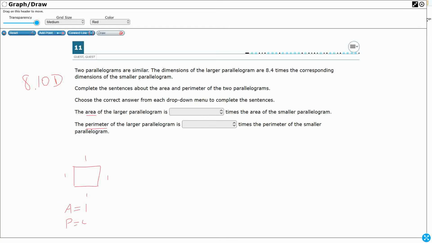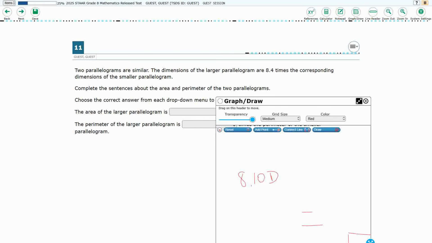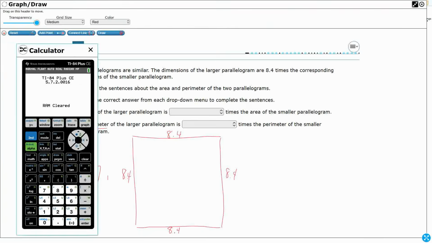Now, I'm not going to necessarily draw it to scale, but let's pretend this is 8.4 times bigger. I chose 1 because now these dimensions are simply going to be 8.4. And if I just do 8.4 all the way across, I can calculate this with the use of the calculator, but it's going to be kind of easy. If you didn't choose 1, then you have to do some multiple things. So let's go ahead and get that calculator out. And let's do some calculations.